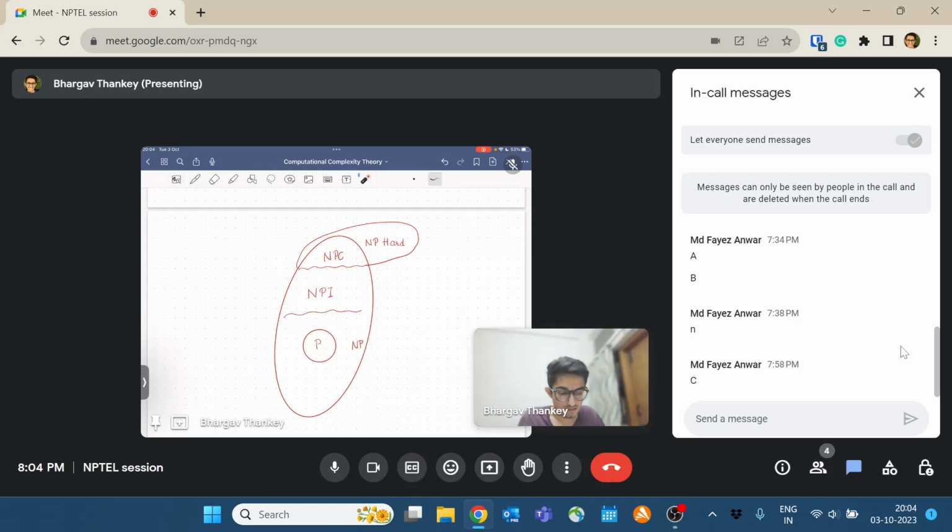Your audio got stuck. Ladner's theorem says that if P not equals NP, then this part, NP-intermediate, is not empty, right? Yes. So there exists an NP problem which is not NP-complete. Therefore, there exists an NP problem which is not NP-hard. So NP-hard is not going to contain all of NP unless P equals NP.